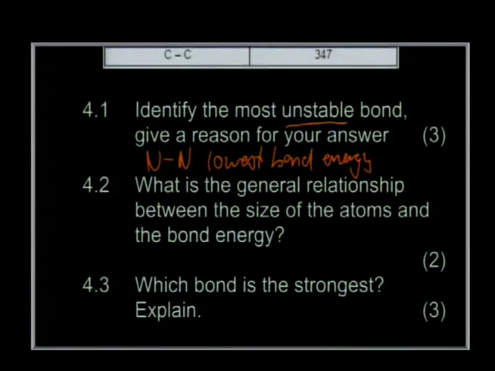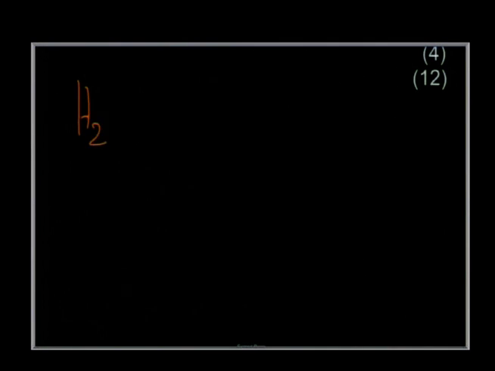Now, next question, what is the general relationship? Now, there are exceptions to trends between the size of the atoms and the bond energy. So what I'm going to do is I'm going to select a couple of molecules, and to make it fair, I'm going to choose those that are all of similar type. In this case, let's choose the diatomics. So I'm going to say, let's start with hydrogen, H2, then O2, and let's say N2. And let's look at the bonding that's happening there.